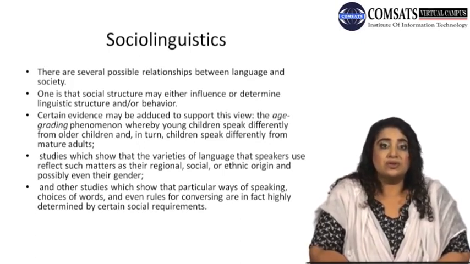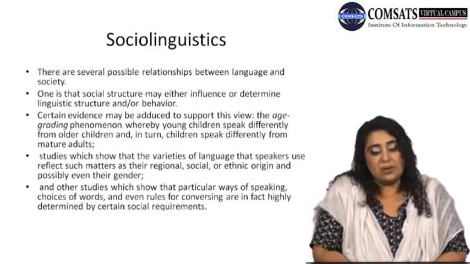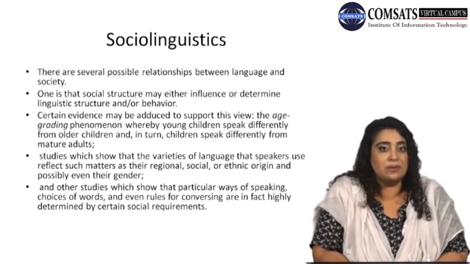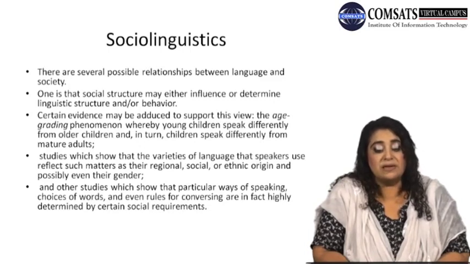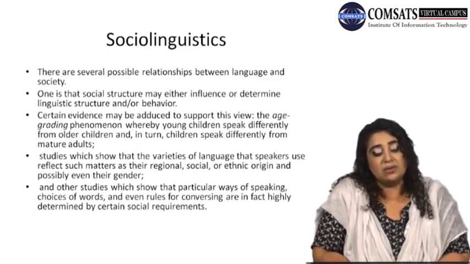One is that social structure may either influence or determine linguistic structure or its behavior. According to that, our society would really have an influence on our language also. Certain evidence may be adduced to support this view. The age grading phenomenon, whereby young children speak differently from older children, and in turn children speak differently from mature adults. According to this, we would say that the social structure would influence the linguistic structure.